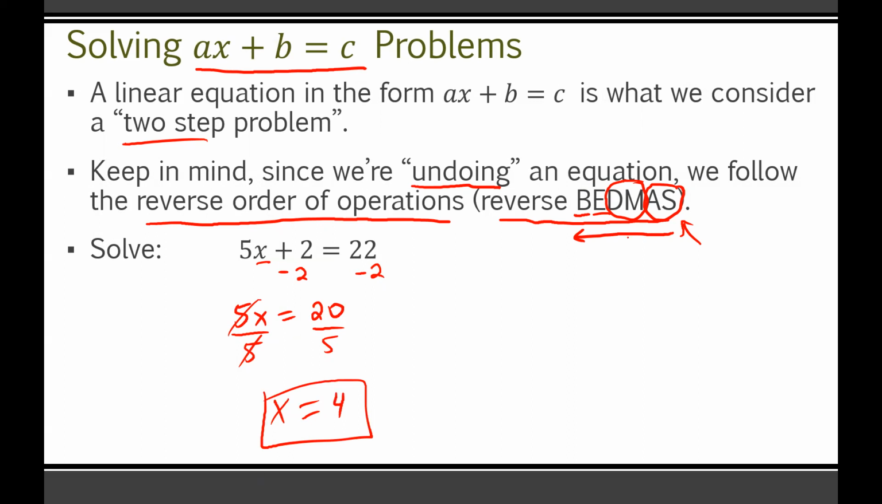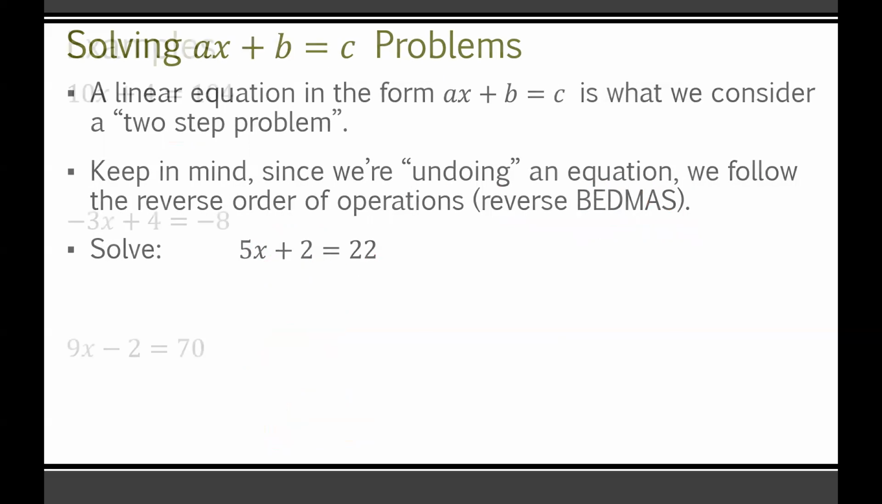Okay. Moral of the story here is undo your addition and subtraction first, then worry about your division and multiplication next. And if you're ever curious if you got it right, you can always just take x as 4 and plug it back in this original equation. So 5 times 4, which is 20, 20 plus 2, that's 22, right? So it works.